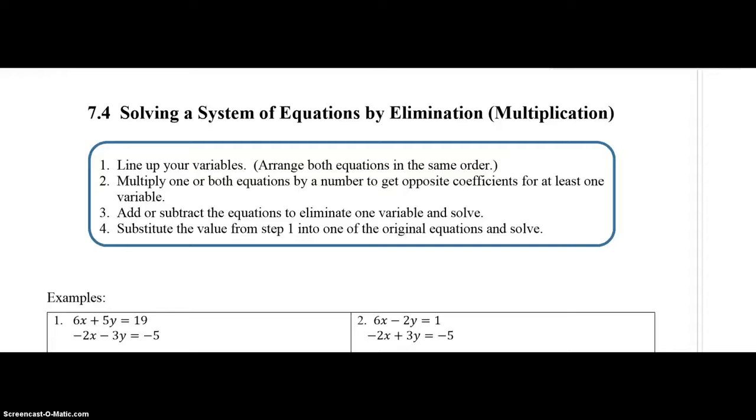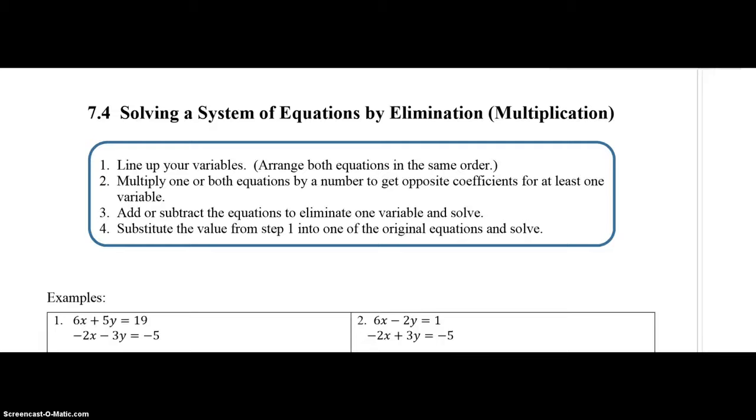Oh, that was awesome. You solved a system of equations by elimination, and you already had opposites, or very close to opposites. Maybe they just needed to have a sign changed or something, okay? But today, you're not going to have opposites. So you're going to have to multiply in order to get opposites.